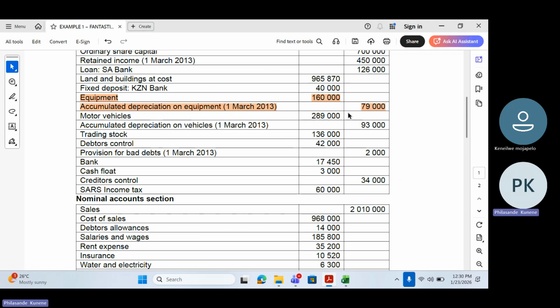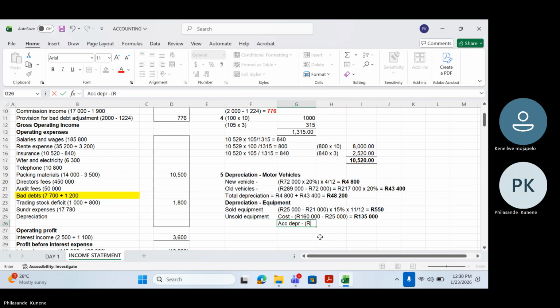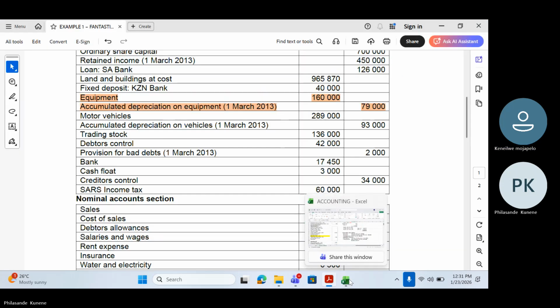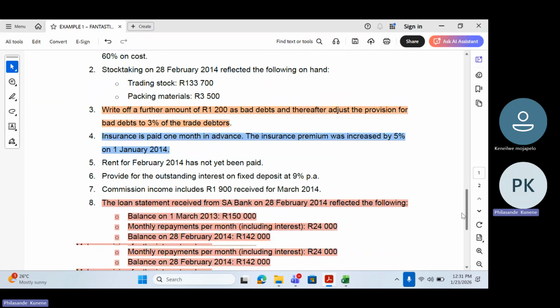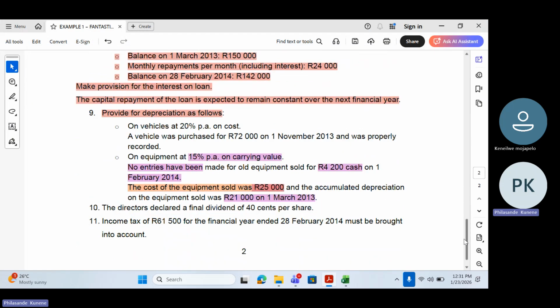So I'm taking this 79,000 and then how much am I going to subtract? Not really the 550. This is depreciation, but I need to subtract the accumulated depreciation of the asset that was sold. How much is the accumulated? They told us here that the accumulated depreciation on the equipment sold was 21,000, yeah? So this is the one I'm subtracting, am I right?